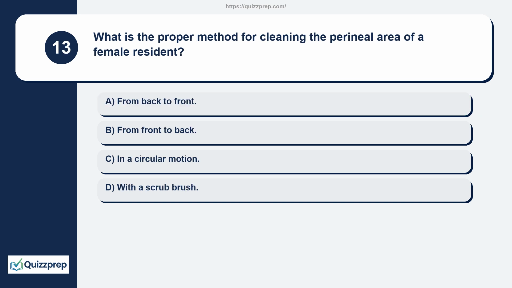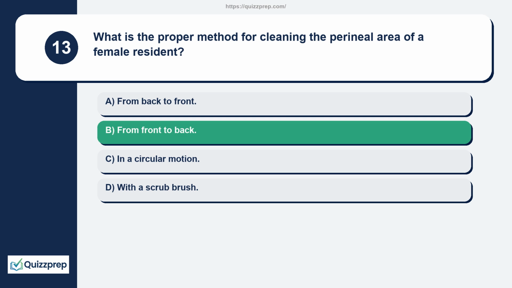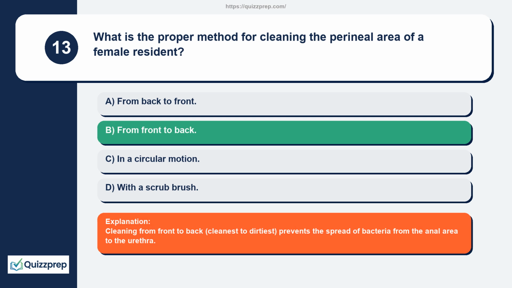Question 13. What is the proper method for cleaning the perineal area of a female resident? From back to front, from front to back, in a circular motion, with a scrub brush. Cleaning from front to back, cleanest to dirtiest, prevents the spread of bacteria from the anal area to the urethra.